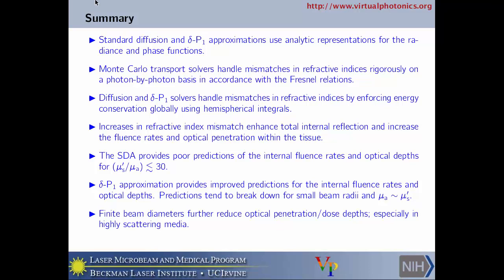These predictions tend to break down for small beam radii and in domains where absorption is comparable to scattering, which in practical applications happens in the visible. And then finite beam diameters further reduce your penetration or dose depths, especially in highly scattering media, primarily due to lateral dispersion of the beam. Okay, so I'll end there and open it up to questions.